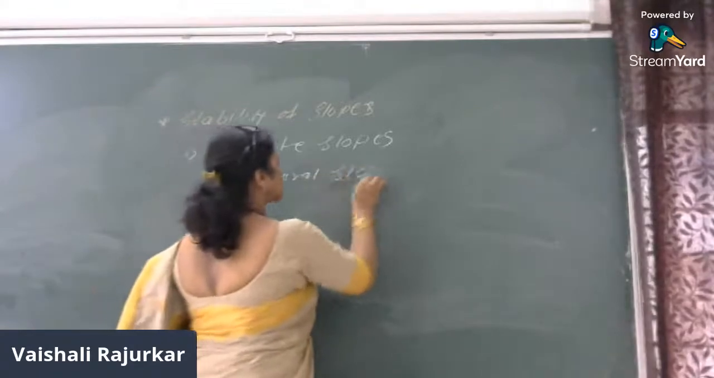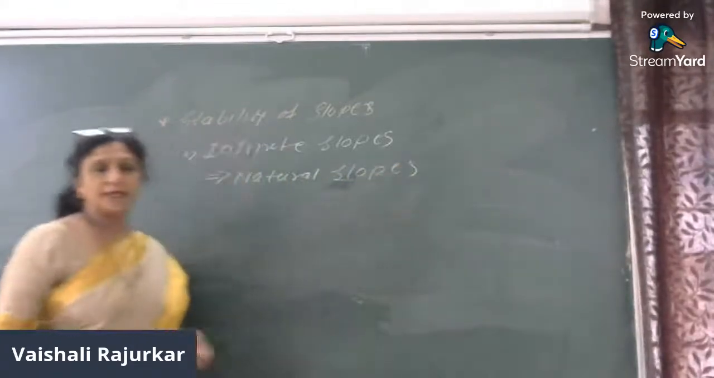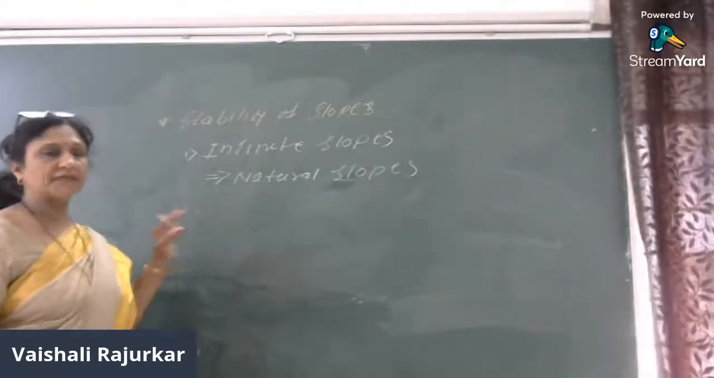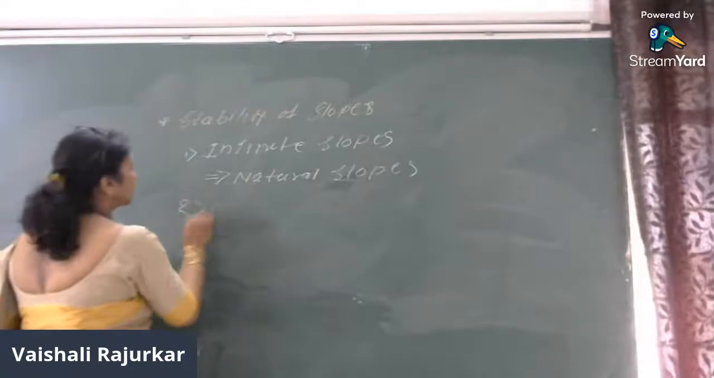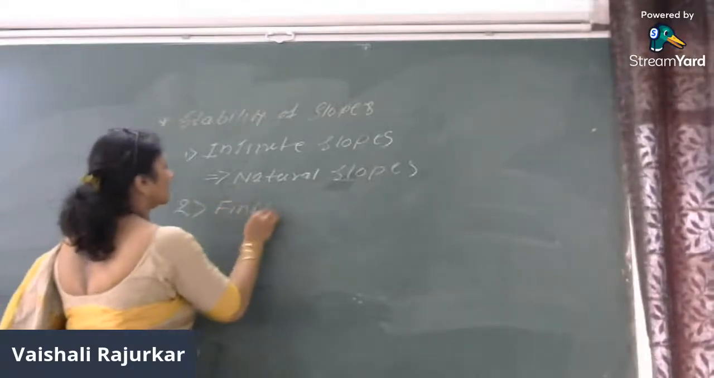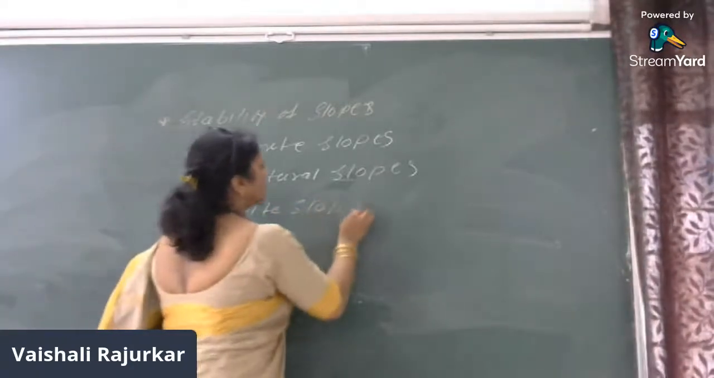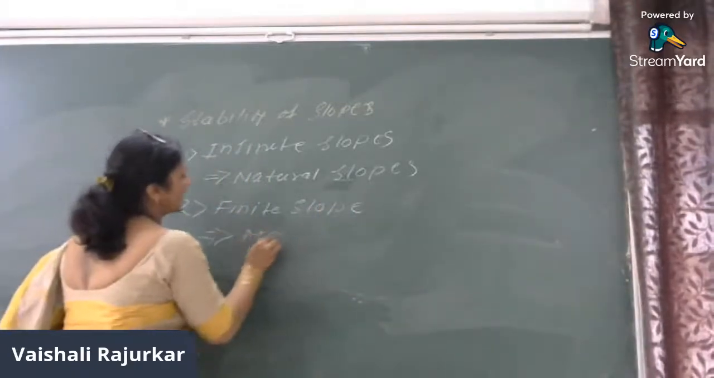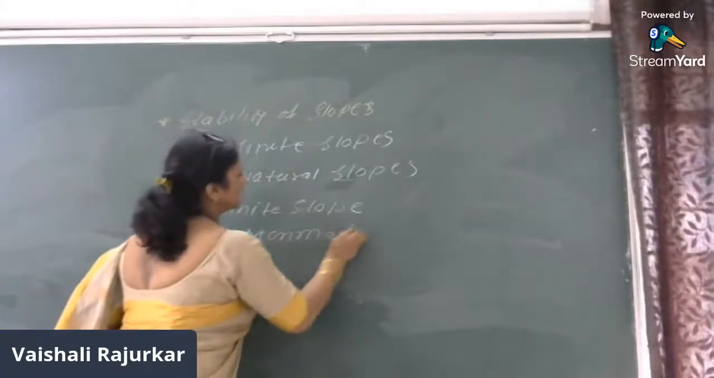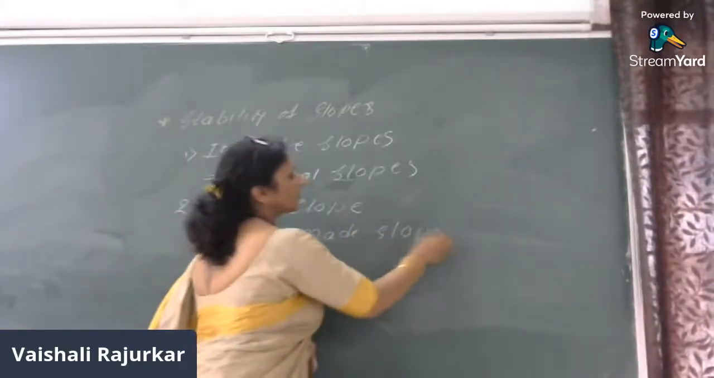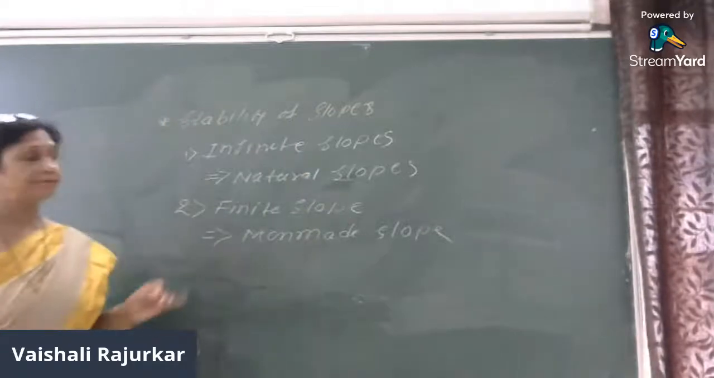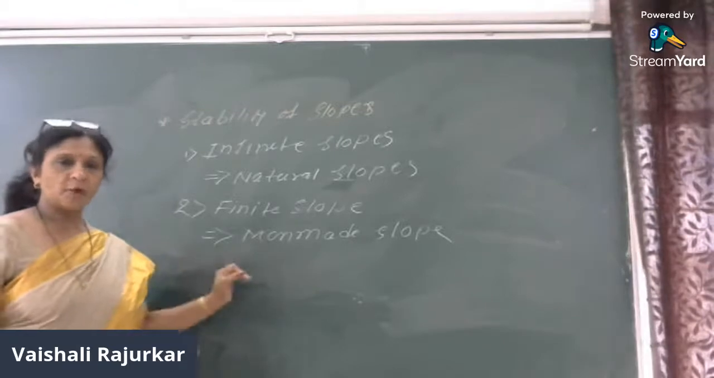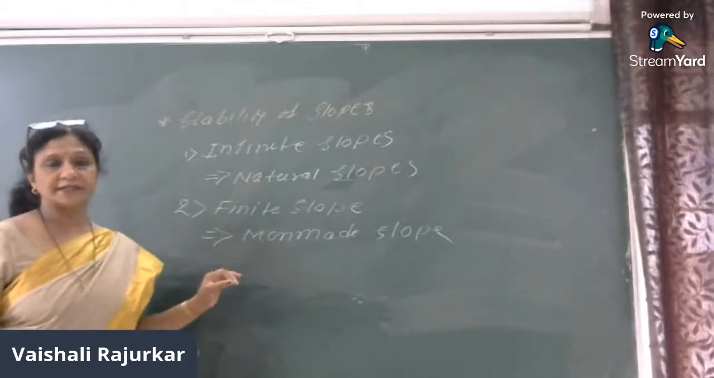Natural slopes, including hills and mountains, come under the infinite slope. Then another is the finite slope, where the dimensions are restricted, and these are called man-made slopes. Now, what are man-made slopes? That is embankments, dams, canals. These are called finite slopes, and these are the man-made slopes.